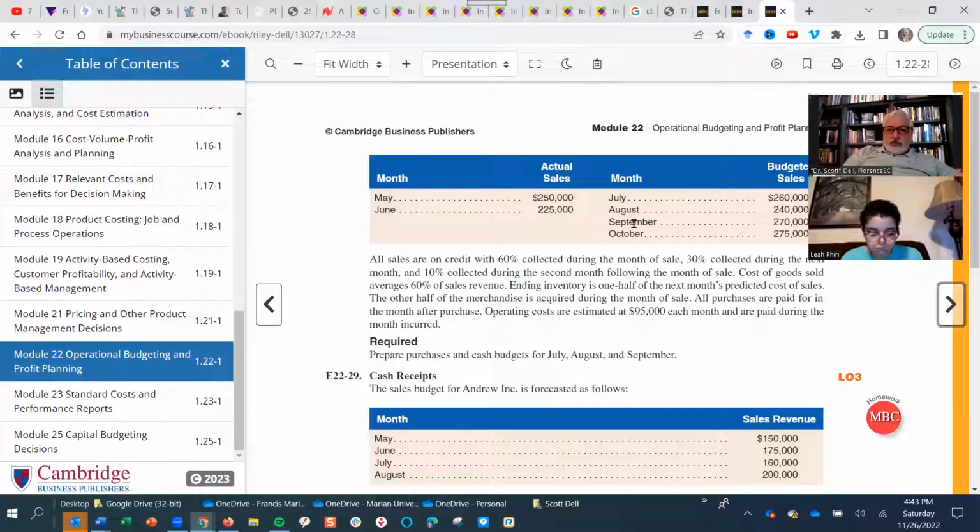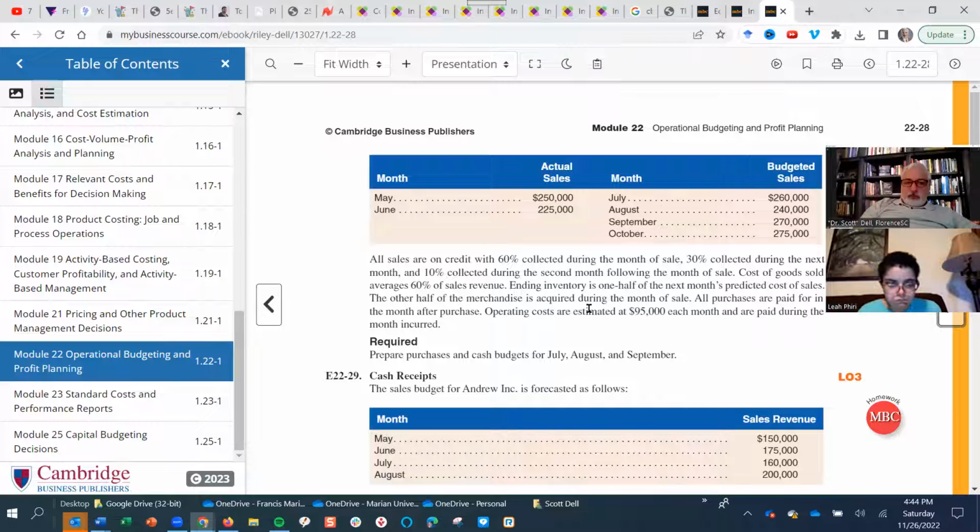So if we're looking at that, we've got our actual sales here, and then we've got our projections for July, August, September, October. We're told all sales are on credit. We collect 60% cash during the month of sales. So in this case, if we're looking at July, we get 60% of July sales of the 260, 30% during the next month. So we get 30% of the 225 and 10% of the second month. So we get 10% of the 250. That would be the cash collected in July. We do the same thing for August, September, October.